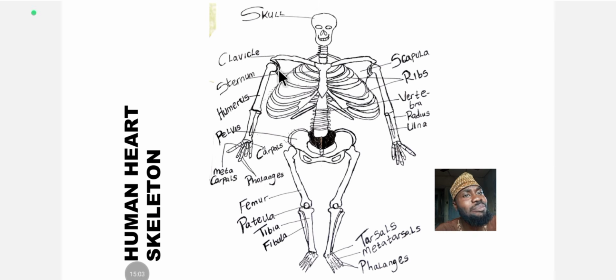Okay? Describing the skeleton. We have the skull. This is the skull. All right? You have the eye socket. You have the space for the nostril and the mouth. The upper jaw here is called the maxilla. The lower one here is called the mandible.